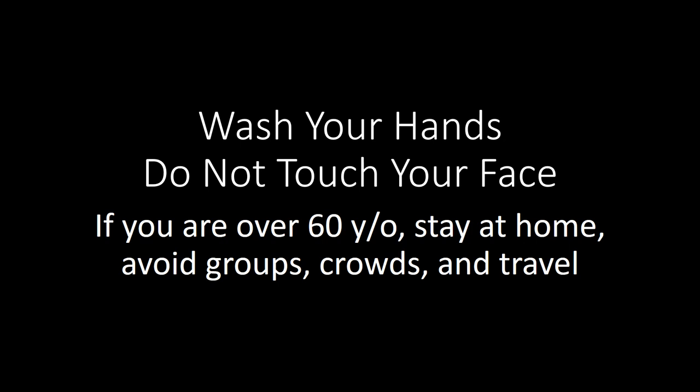If you are over 60, consider staying at home as much as possible. Avoid groups, crowds, and travel. This is the recommendation from the CDC. And if you are under 60 and you have medical comorbidities, specifically if you have high blood pressure, diabetes, or known cardiovascular disease, you are at high risk for severe coronavirus-related illness, and you should consider staying at home, avoiding groups, crowds, and travel. And wash your hands. Don't touch your face.